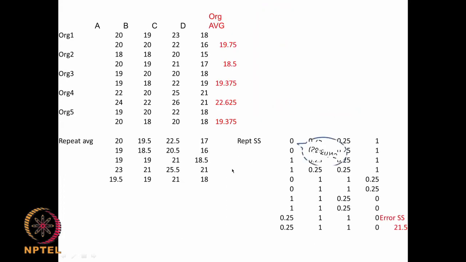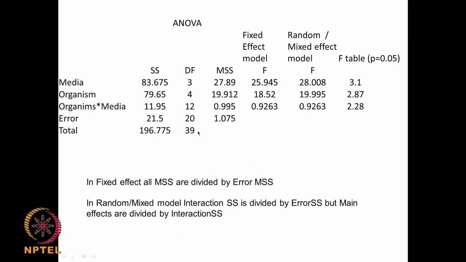Total is 196.775, degrees of freedom is 39 because we have 5 organisms and 4 media. So 5 into 4 is 20, repeated each one twice, so 20 into 2 is 40, 40 minus 1 is 39. So organism into media, you get it as 3 into 4, 12. Now error sum of squares, we got it as 21.5. We know total 39, media we know 3, organism is 4, organism into media is 3 into 4, 12. So 12 plus 4 is 16, 16 plus 3 is 19, 39 minus 19 is 20, okay. This is how we calculate the degrees of freedom.